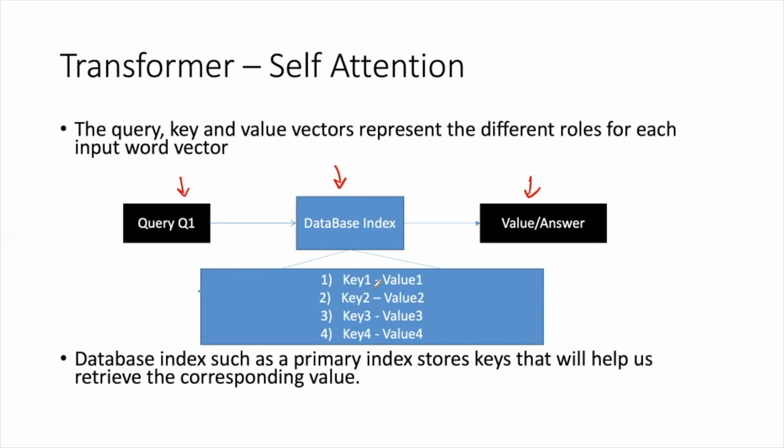Similarly, we can also try to understand the query, key, and value matrices this way. We first try to find the relevant key vector for our query vector, and then we pull out the associated value vector. That is how the scenario of a database index and the self-attention that we are seeing here can be related.